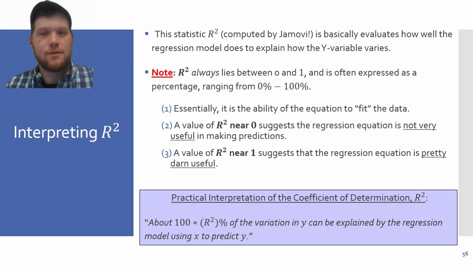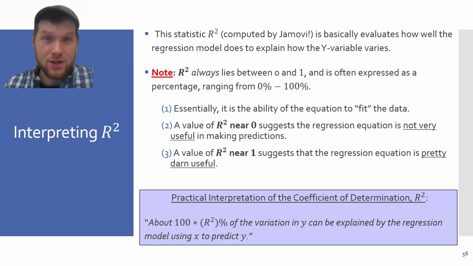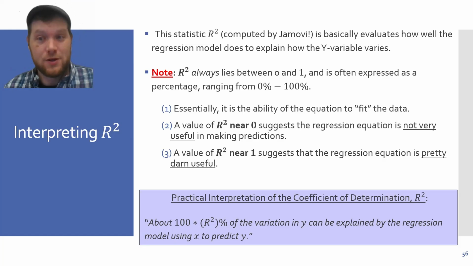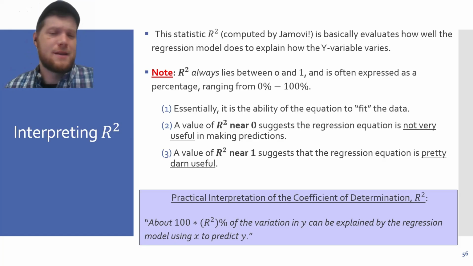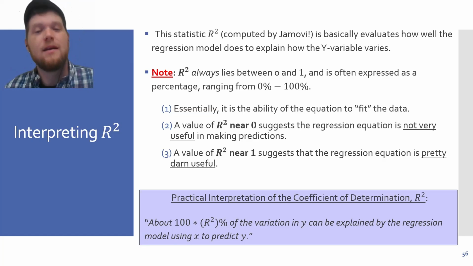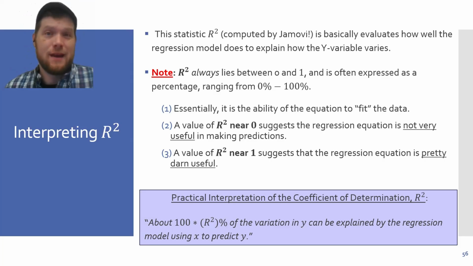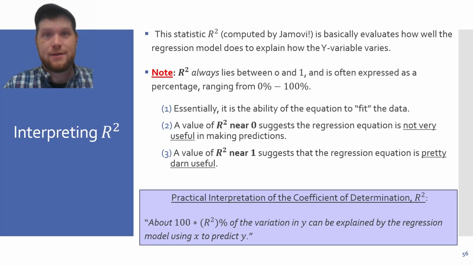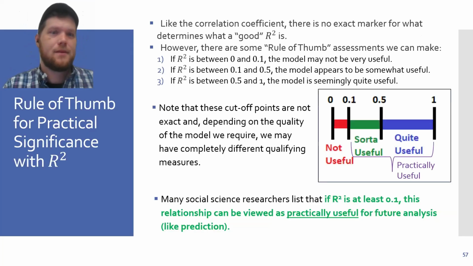An R squared of 0 suggests the regression equation is not very useful at all. It's kind of trash. And if it's close to 1, it's really, really good. It's great. It's basically saying about 100% of the variation can be explained just by knowing how x changes. The practical interpretation of the coefficient of determination, R squared, is the percent of the variation in y that can be explained by the regression model using x to predict the y variable. We won't talk too much about interpreting it that way, but we'll use it to make our assessments.